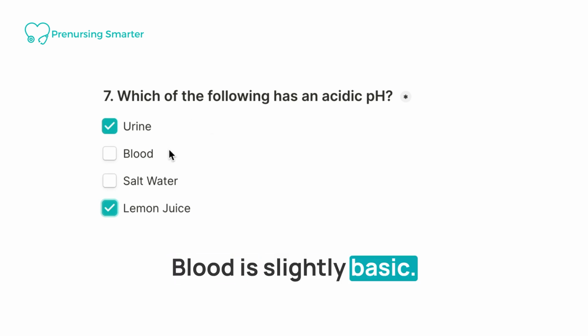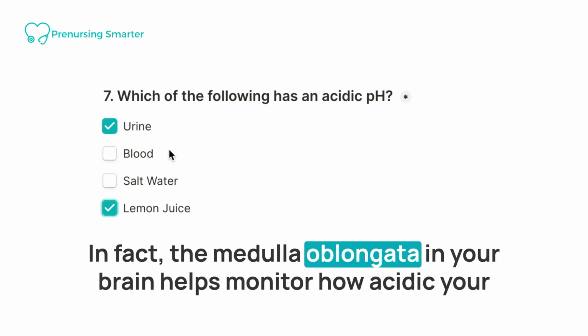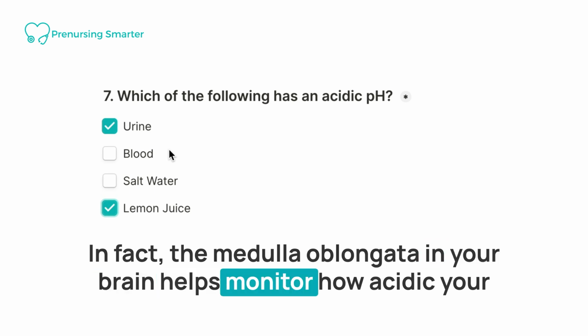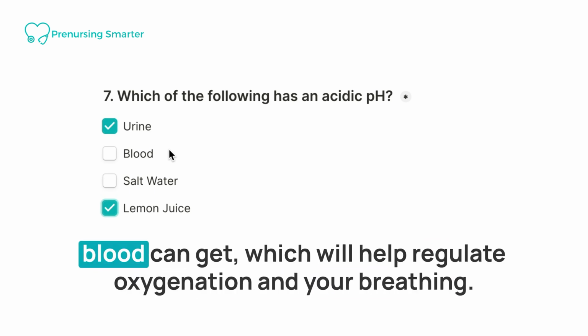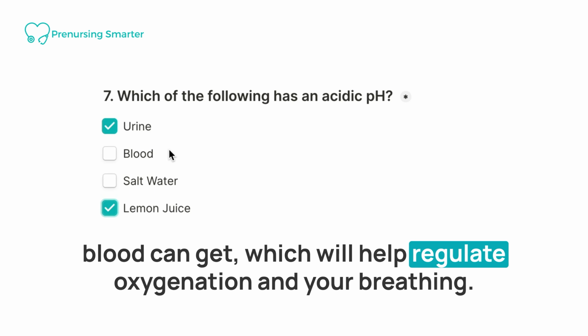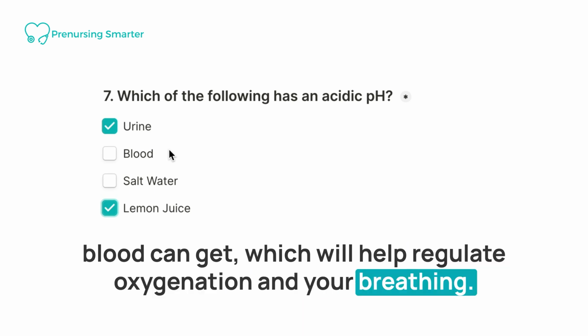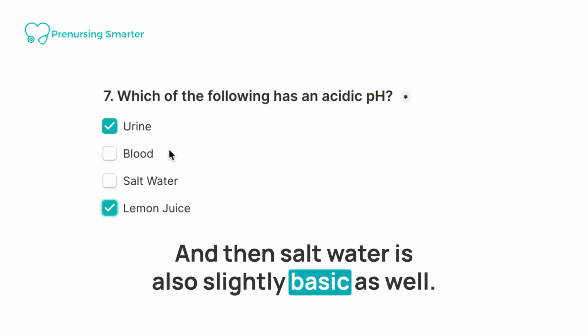Blood is slightly basic. In fact, the medulla oblongata in your brain helps monitor how acidic your blood can get, which will help regulate oxygenation and your breathing. And then salt water is also slightly basic as well.